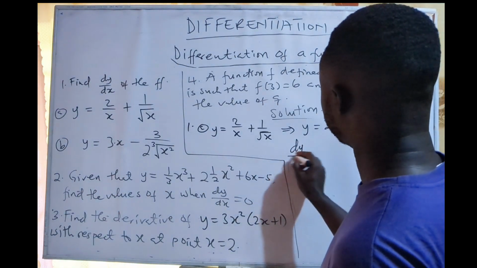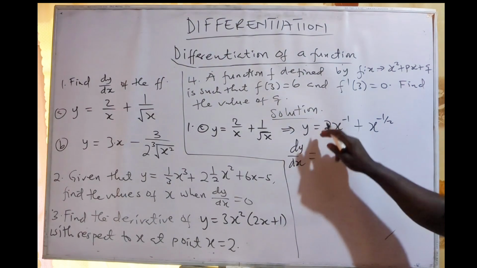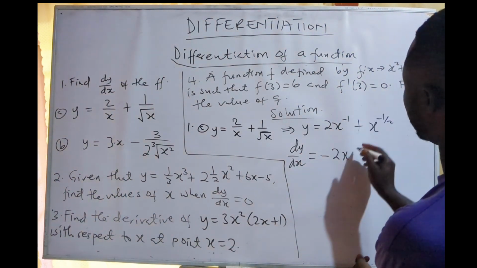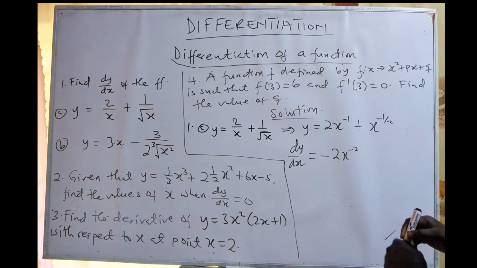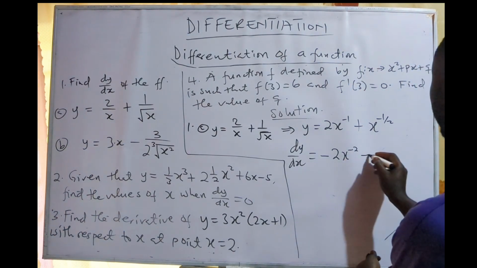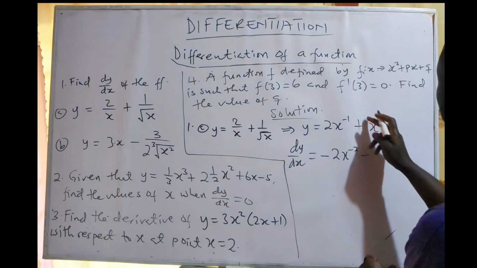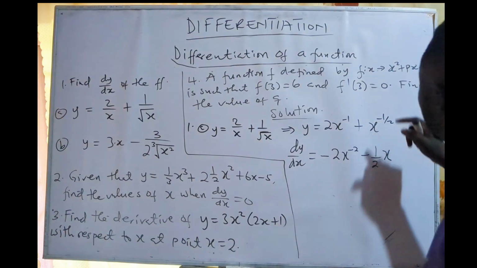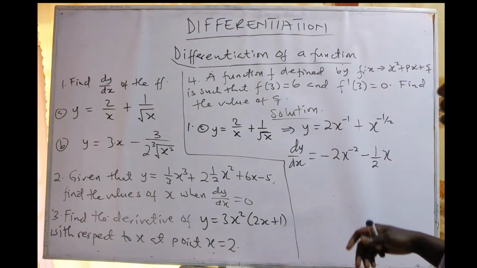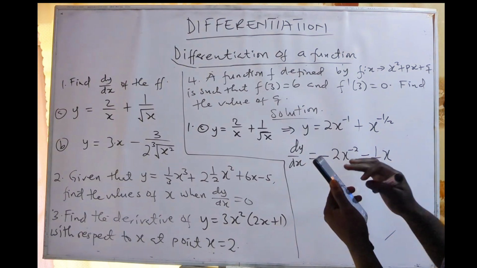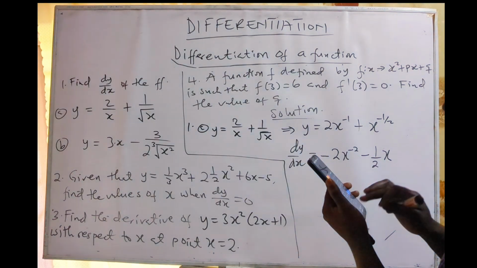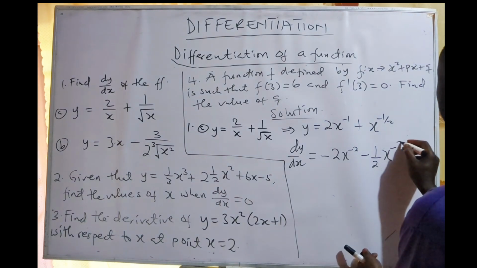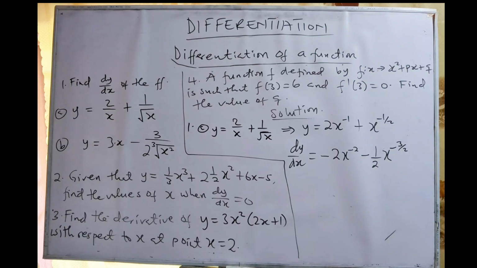Okay, so my dy/dx becomes negative 1 multiplied by 2 to give me negative 2. Then x, I will subtract 1 from it to be negative 2. Then I'll have minus, because negative 1 over 2 will multiply here to be minus 1 over 2. Then x exponent minus 1 over 2 minus 1. So minus 1 over 2 minus 1 will give you minus 3 on 2. So this is what I have.